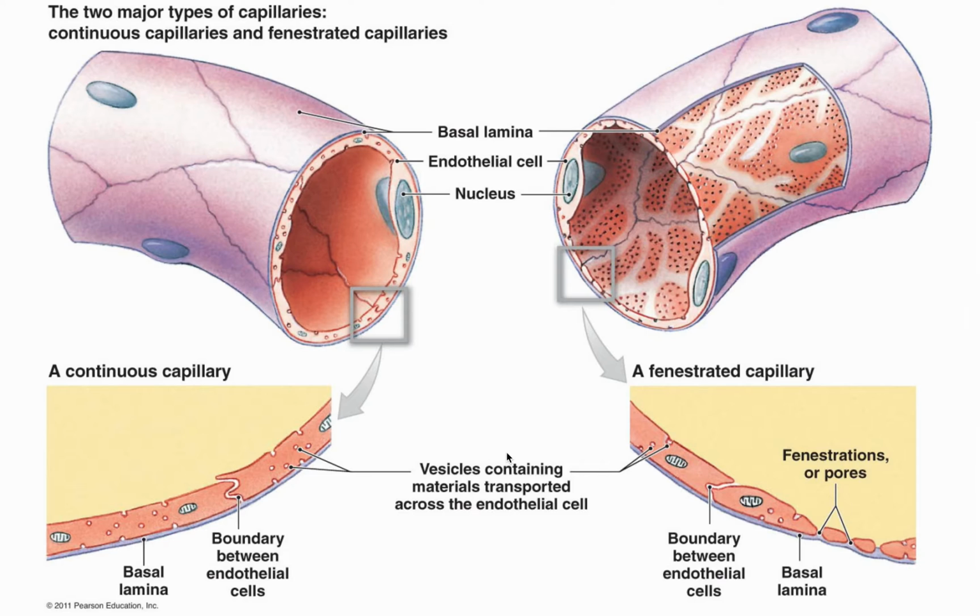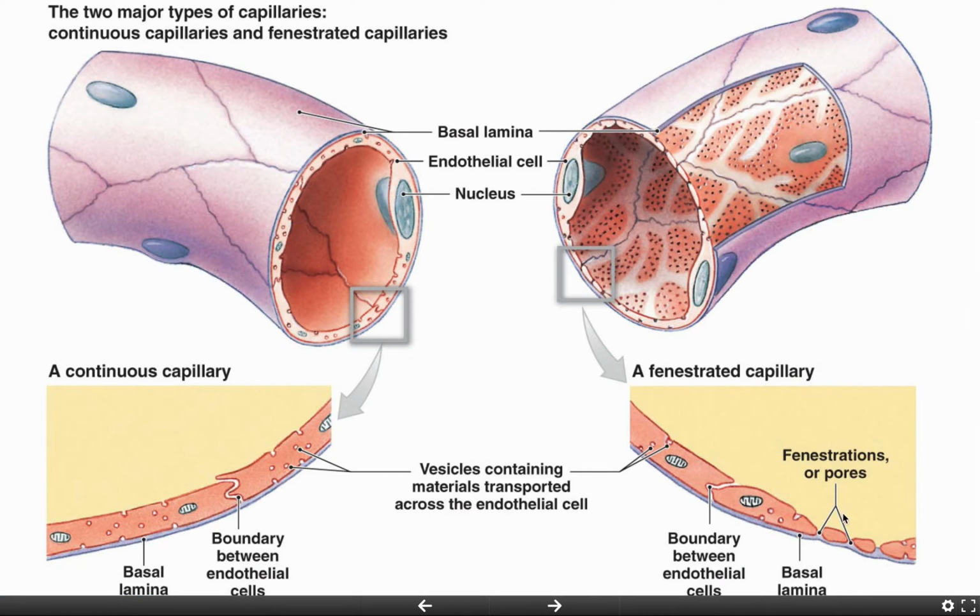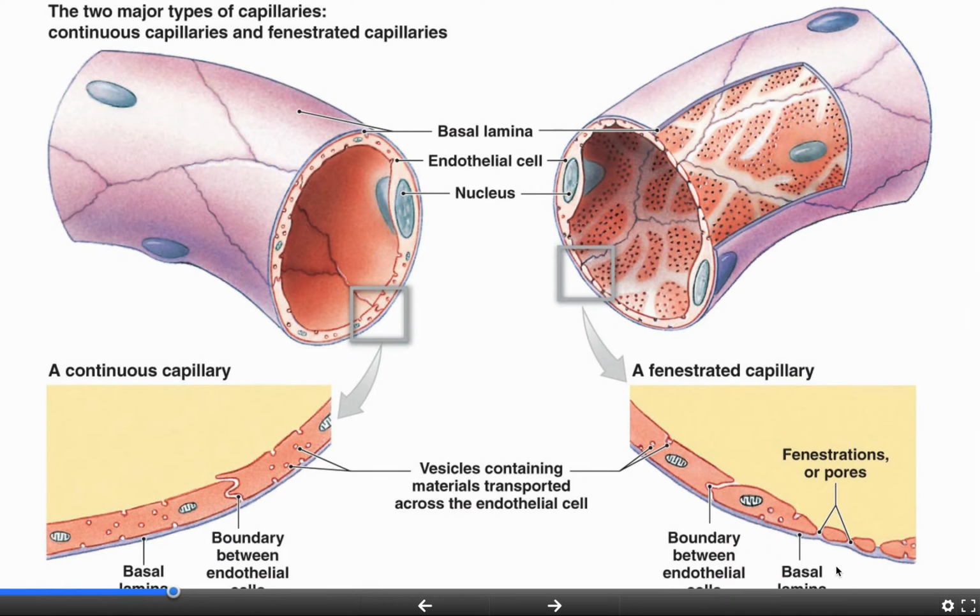Then the next type is a fenestrated capillary. Fenestrated capillaries have small holes, and these holes allow faster exchange of water and nutrients. Things as big as small proteins can leave through these holes. And then we've got holes for larger things to go through, and it makes it easier for water to go through. You would find these in the kidneys and in endocrine glands.